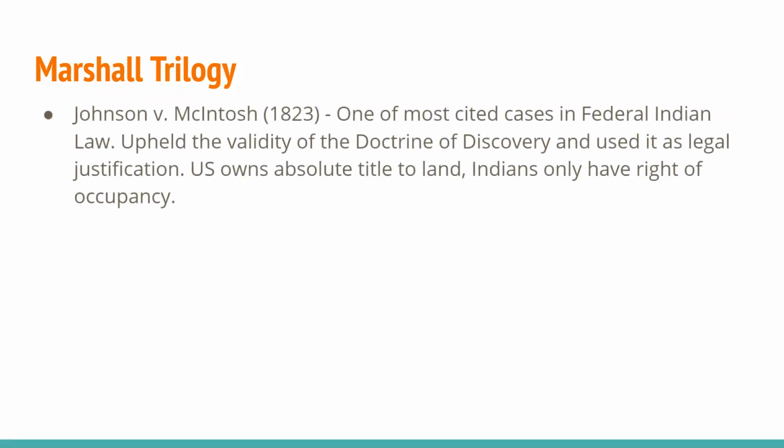So the reason why it's called the Marshall Trilogy, there are three cases. The majority decision in all of them was written by Justice John Marshall, which is where it gets the name. So the first of these cases was Johnson v. McIntosh, which took place in 1823.